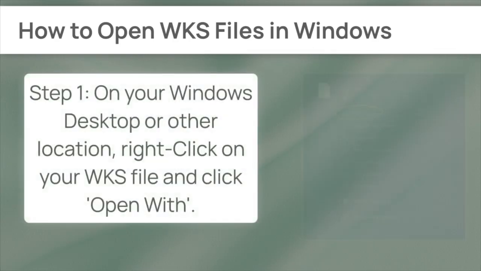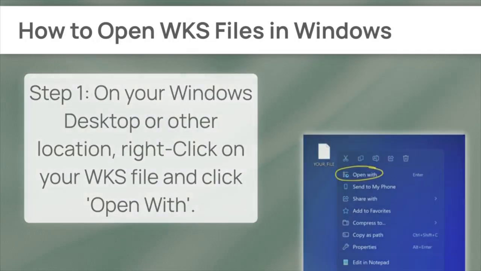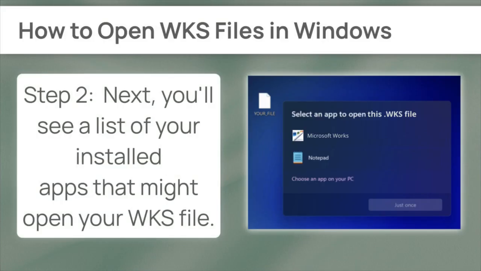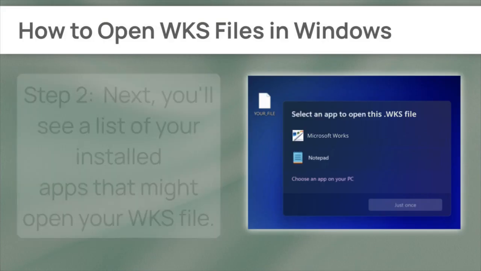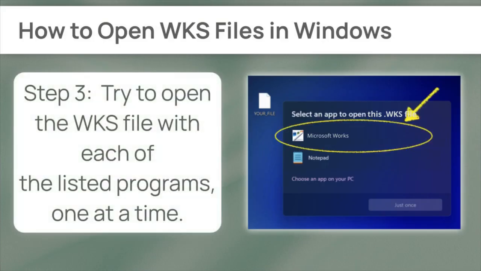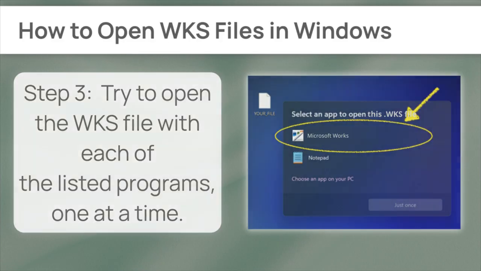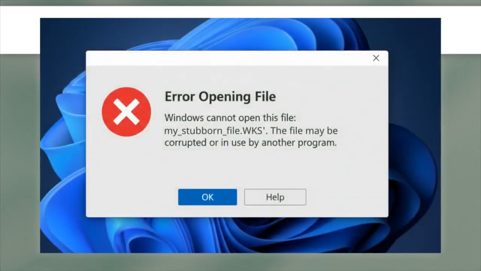We'll conduct a full scan of potential openers now. Right-click your WKS file and select Open With. Test Microsoft Works if it appears. If it fails, select the next application. Testing eliminates application guesswork. If the WKS file is still refusing to open, it's expected.